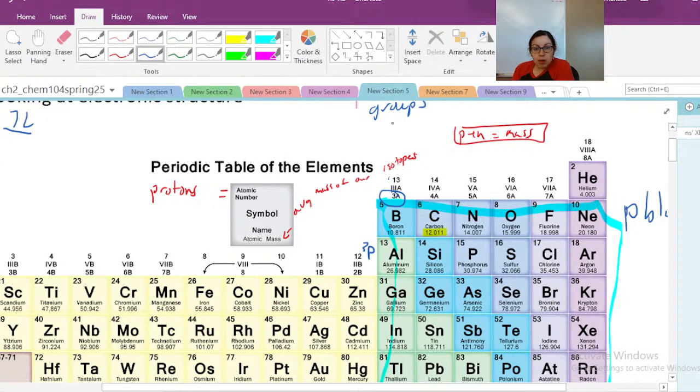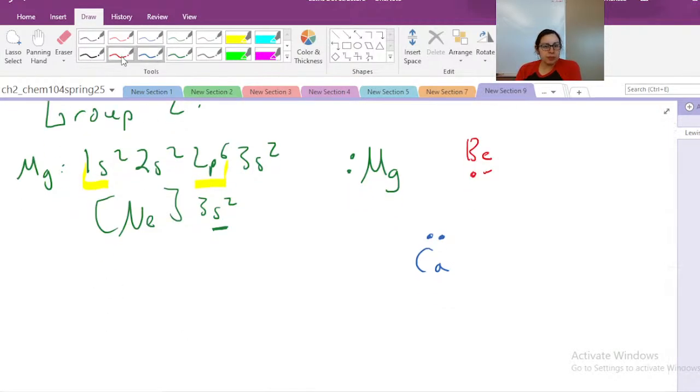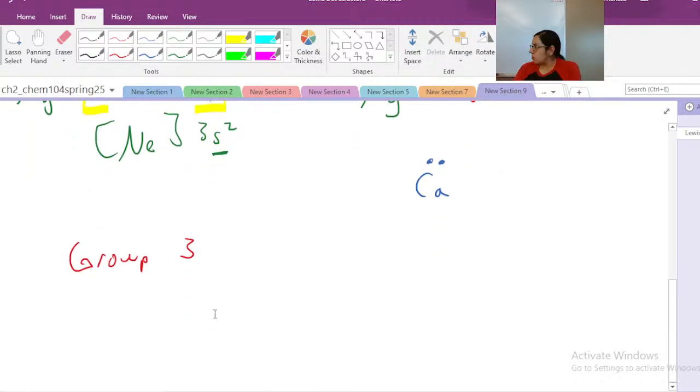And again, think about the pattern. So now we're doing ns2, np1, right? So 3 valence electrons for this column. And so now we can look at aluminum. Just keep going. So group 3 here. It's called, I think, 3A sometimes, or 13, depending on your periodic table.